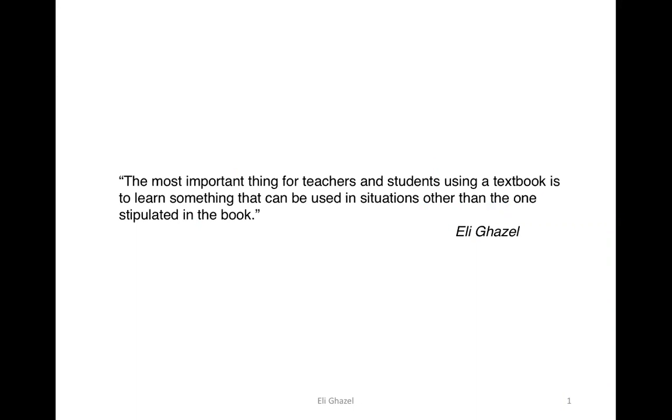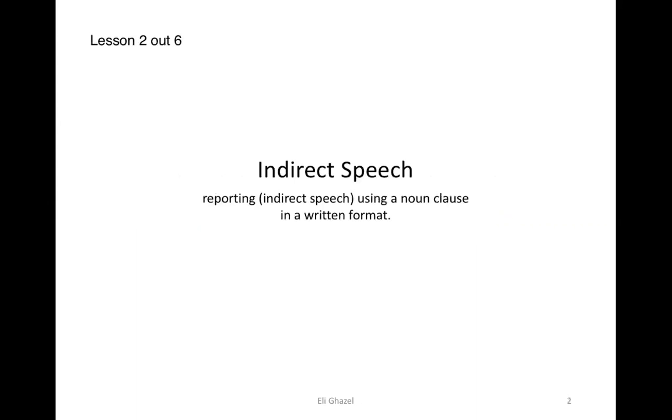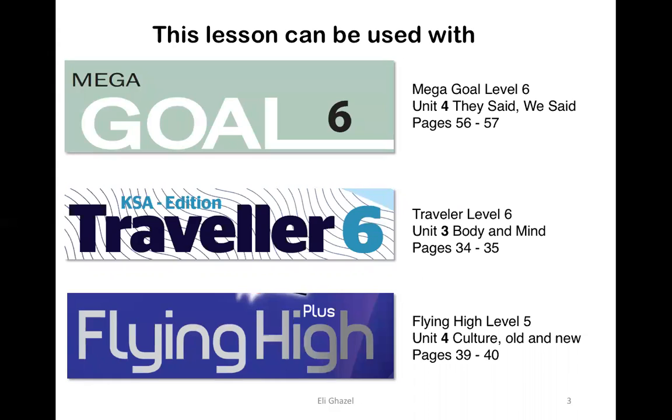The most important thing for teachers and students using a textbook is to learn something that can be used in situations other than the ones stipulated in the book. This is the second out of 6 lessons on learning how to use direct and indirect speech and transforming from one to the other using a noun clause. This lesson can be used with Mega Goal 6, Traveler 6, and Flying High 5.